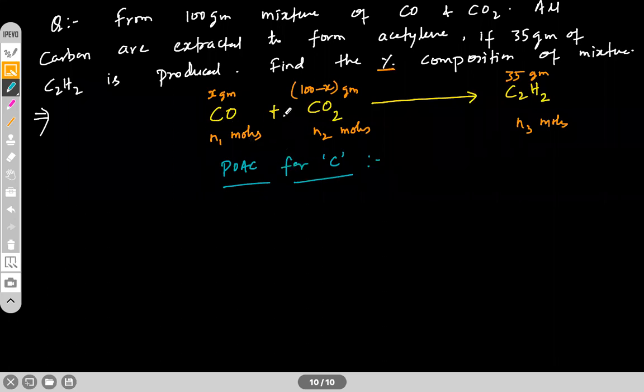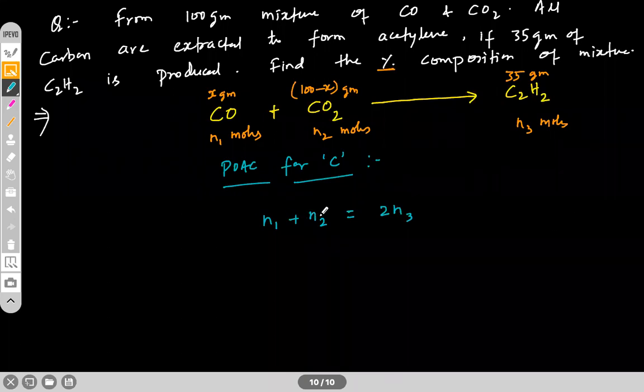So for total number of carbon on the reactant side, we can say N1 plus N2. Any doubt in this on the reactant side? Yes, N1 plus N2 is equals to 2N3. Is it correct, guys? Number of atoms of carbon on the reactant side should be equal to the number of atoms of carbon on the product side. So N1, N2, N3 is the number of moles.